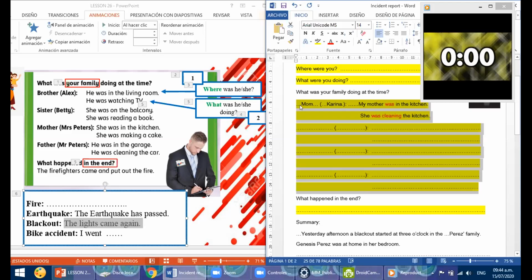Mother Stella, she was in the kitchen cooking cookies. She was watching TV. Father Richard, he was playing soccer. He was eating kitchen. Sister Street was bathing. She was listening to music.